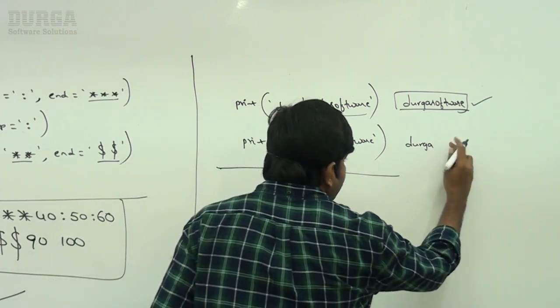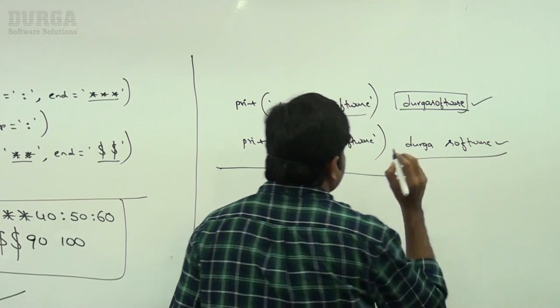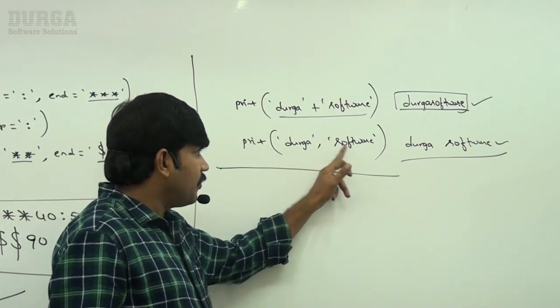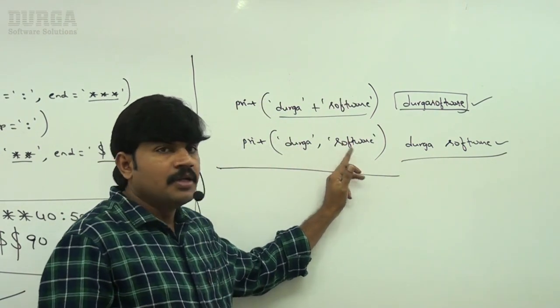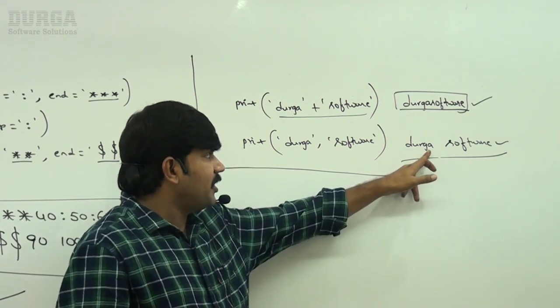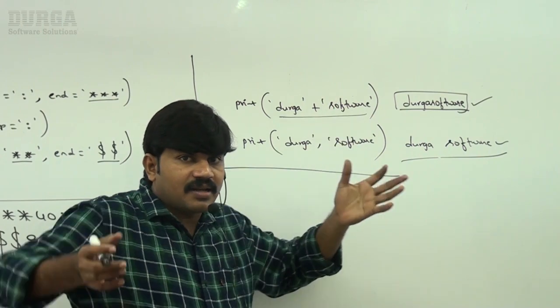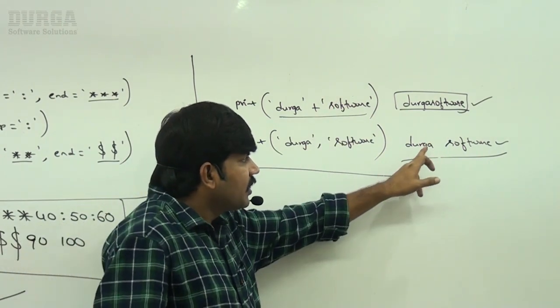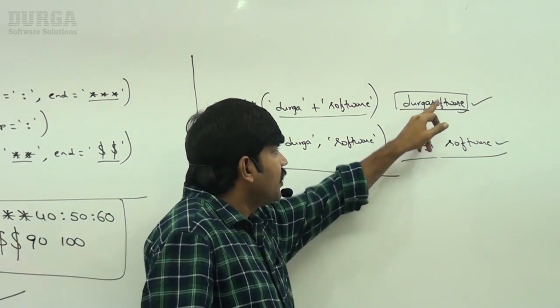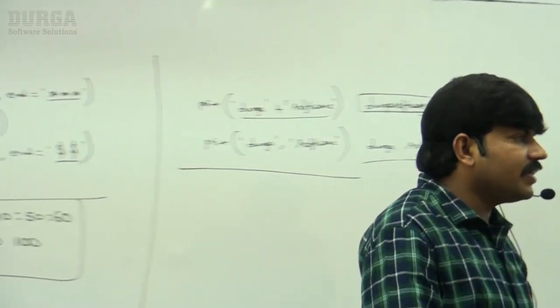So space, then software will come in the second case. Because there are 2 arguments, while printing both arguments, a space will come, because the default value for the sep attribute is space. But here the total is only 1 argument because concatenation is going to happen. So in the second output a space will be there, but in the first output no space at all. Observe that.